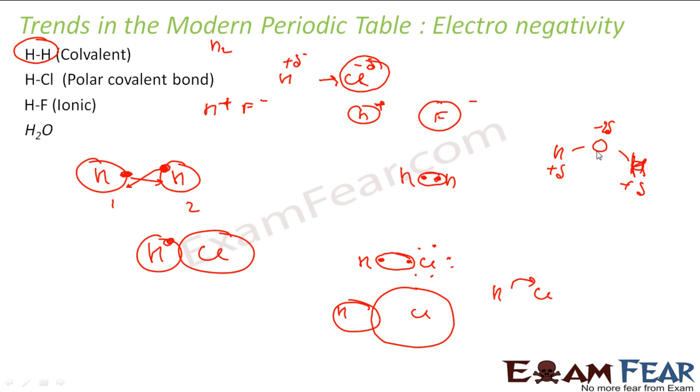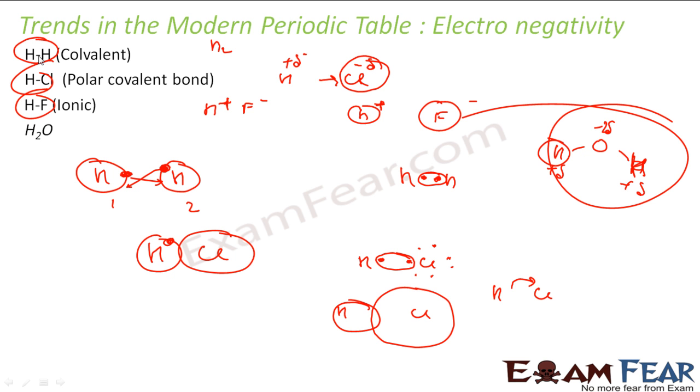So what I'm talking about is, we have a compound, water here, we have HF, we have HCl. We have an element and a compound, and we're talking about the capacity of these elements, hydrogen, chlorine, fluorine or oxygen, in these compounds to attract the shared pair of electrons. And that's all electronegativity is about.